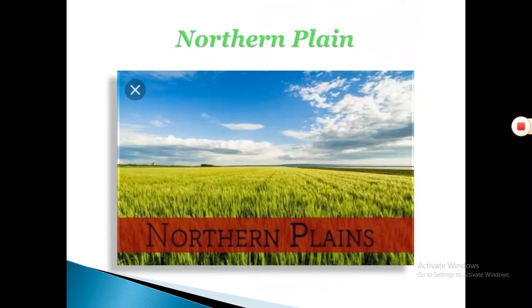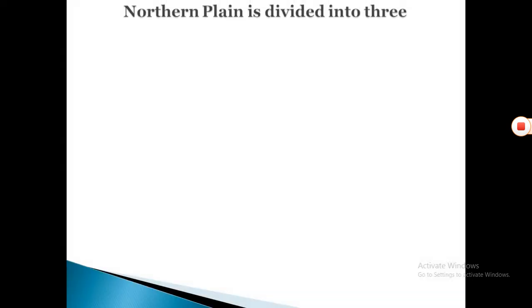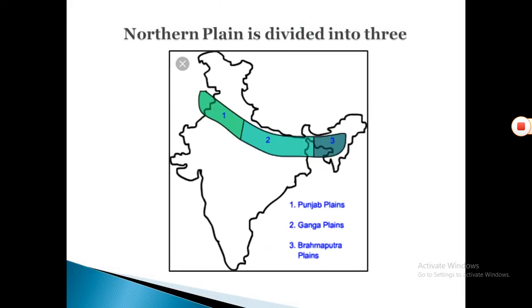The region that lies to the south of the Himalayas is a level land. This region is called the Northern Plain. It stretches from Punjab in the west to Assam in the east. It lies almost parallel to the Himalayas.